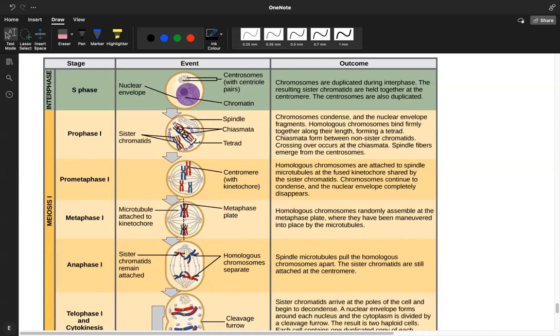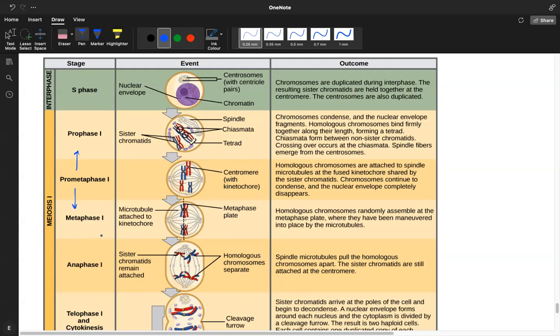Now move ahead. Prometaphase. Homologous chromosomes are attached to spindle microtubules at the fused kinetochore shared by the sister chromatids. Chromosomes continue to condense, and the nuclear envelope completely disappears. Yes, prometaphase is not an actual phase. It is just a combination of prophase ending and metaphase beginning. So it is just intermediate, to explain how they all start coming towards the central plate.